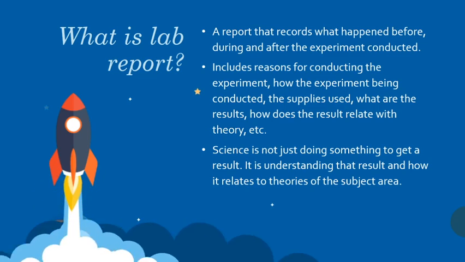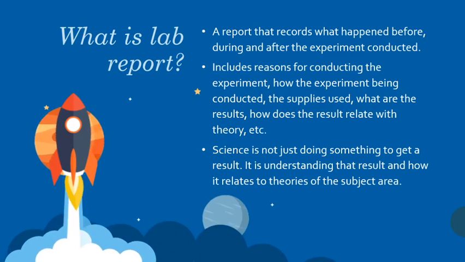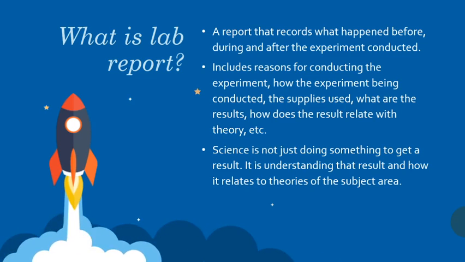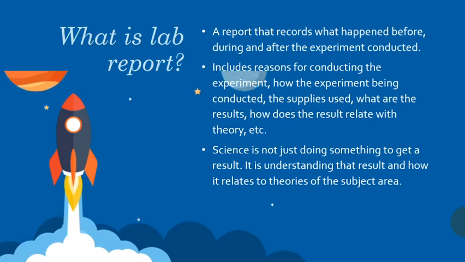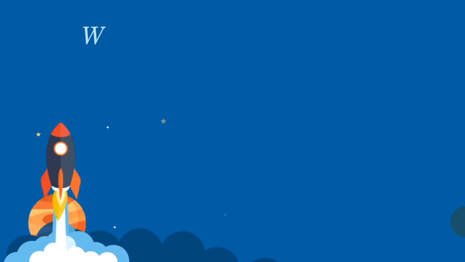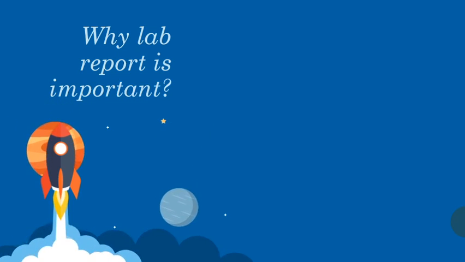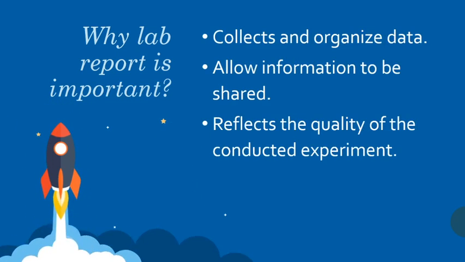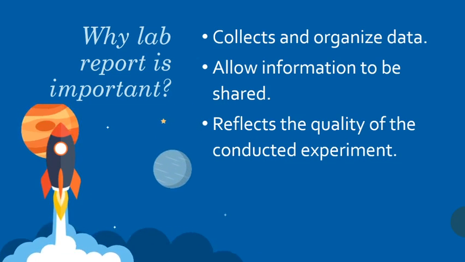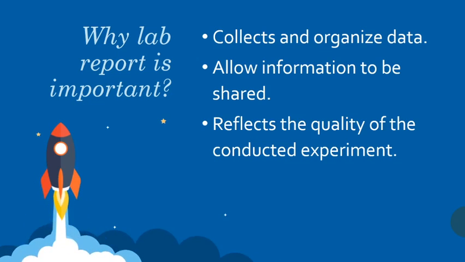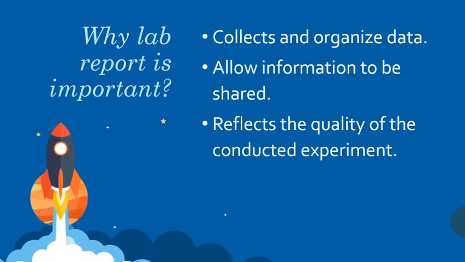So basically, science is not just doing something just to get a result, but it is about showing how well you understand that result from the experiment and how it relates to the theories. That's how science goes. That's why a lab report is very important in science, because from the lab report it is able to collect and organize the data that is obtained from the experiments of many scientists, and also the lab report enables us to share the information that we obtain from the experiment with other scientists. And the lab report itself reflects the quality of the experiment that we have conducted.